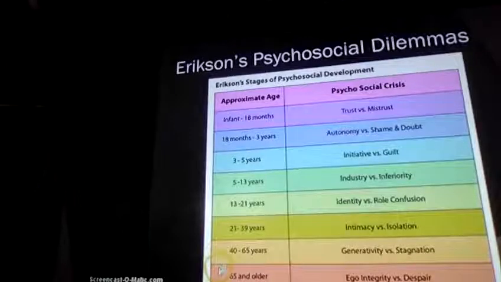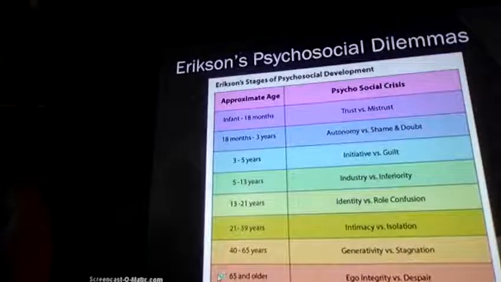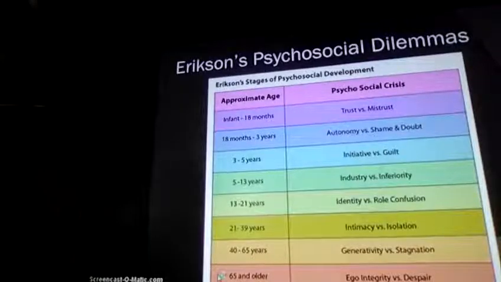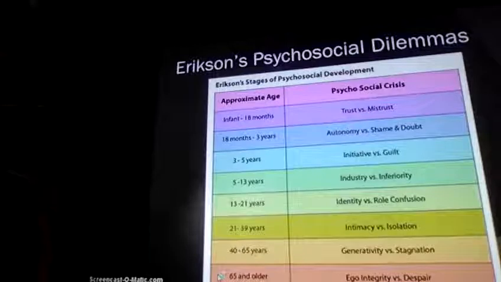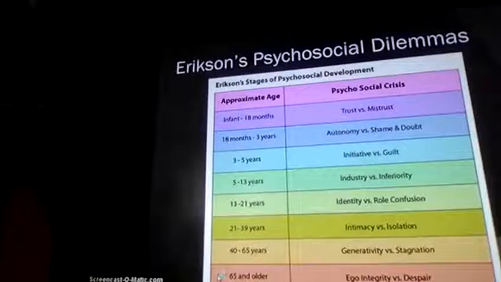And the final stage, sounds so depressing, but 65 and older is the time of reflection, which leads to the integrity or despair dilemma. So a conflict between feelings of integrity. So, all right, I had a good life. Everything was as it should have been. I'm feeling complete to a degree. Or the despair of viewing previous life events with regret. Oh, I never went bungee jumping, or I should have married a different person, or things like that.